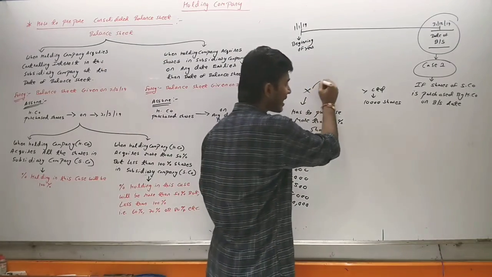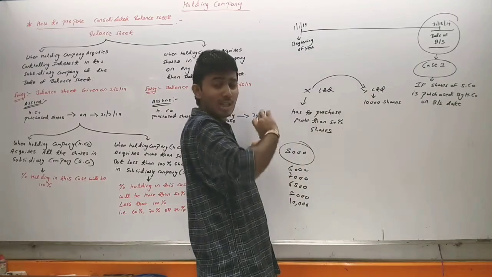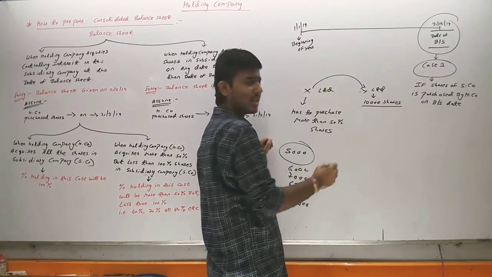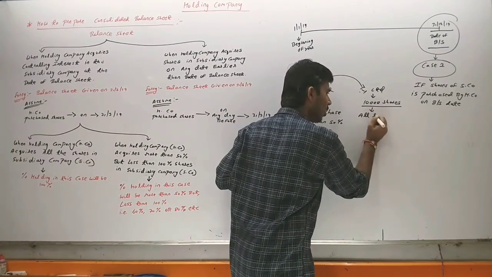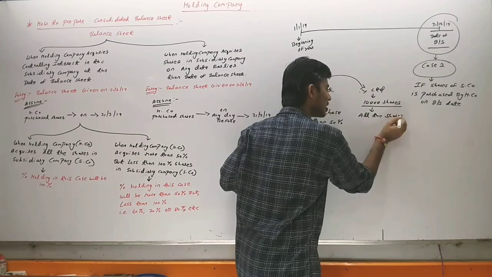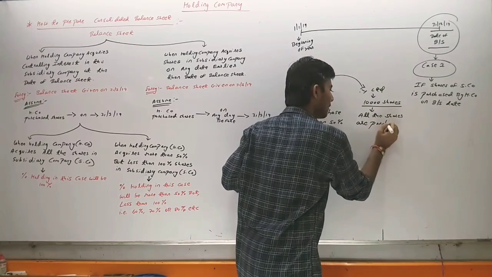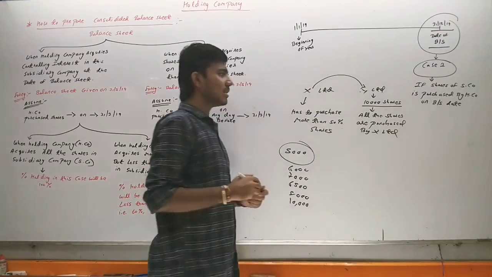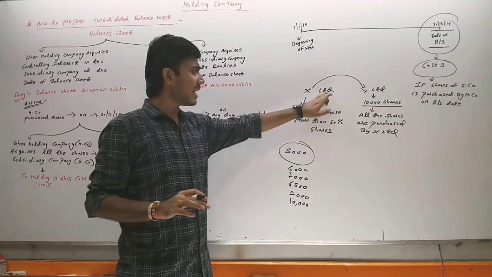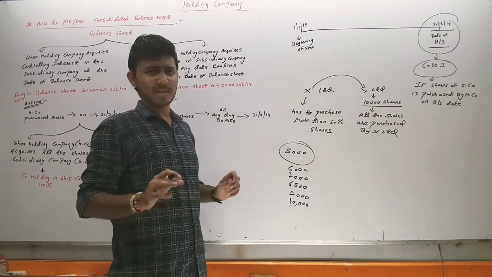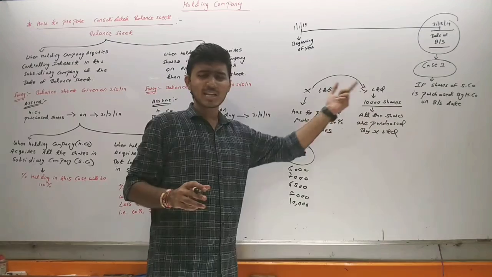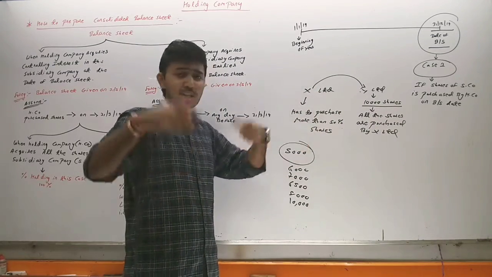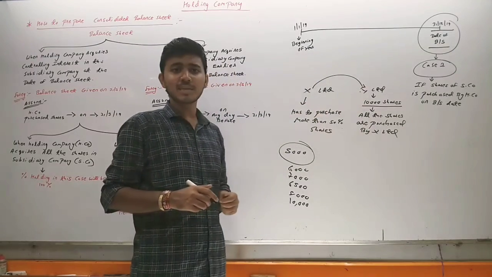Suppose X Limited has purchased all the shares of Y Limited. It means Y Limited has total share 10,000 and all the shares are purchased by X Limited. As soon as X Limited purchased all the shares of Y Limited, X Limited become the holding company because it has purchased more than 50% share, and Y Limited becomes subsidiary company.